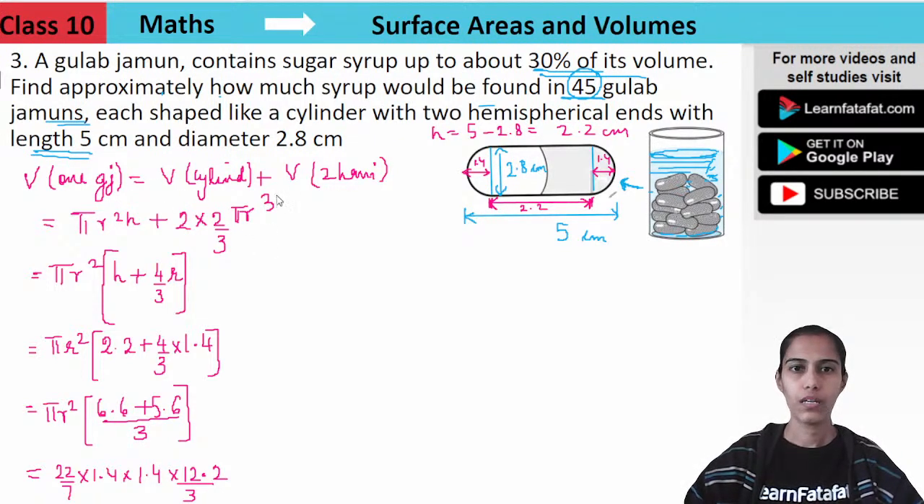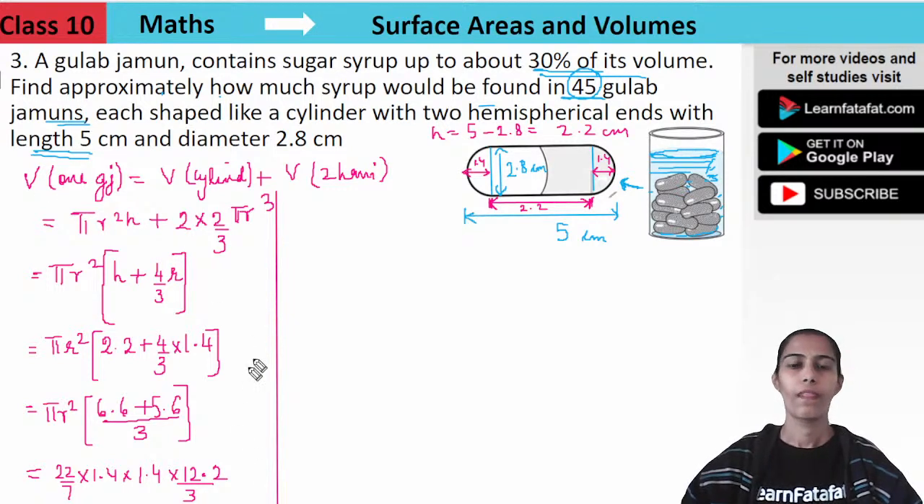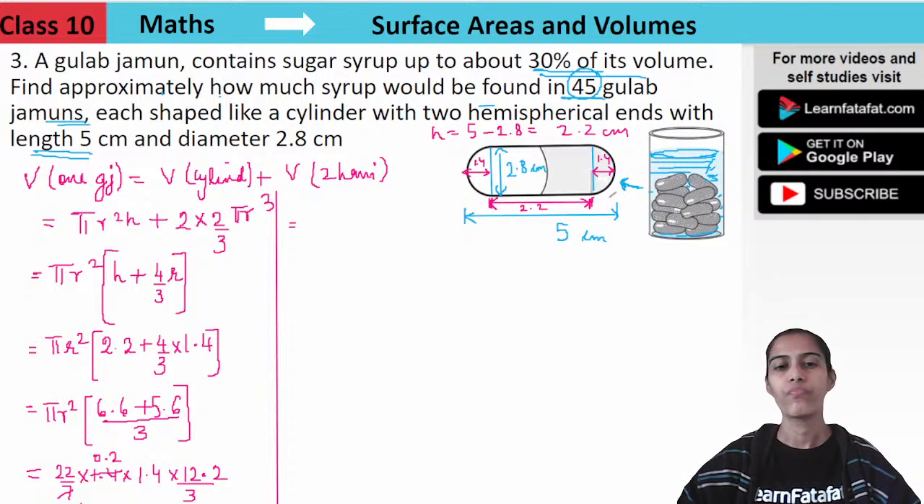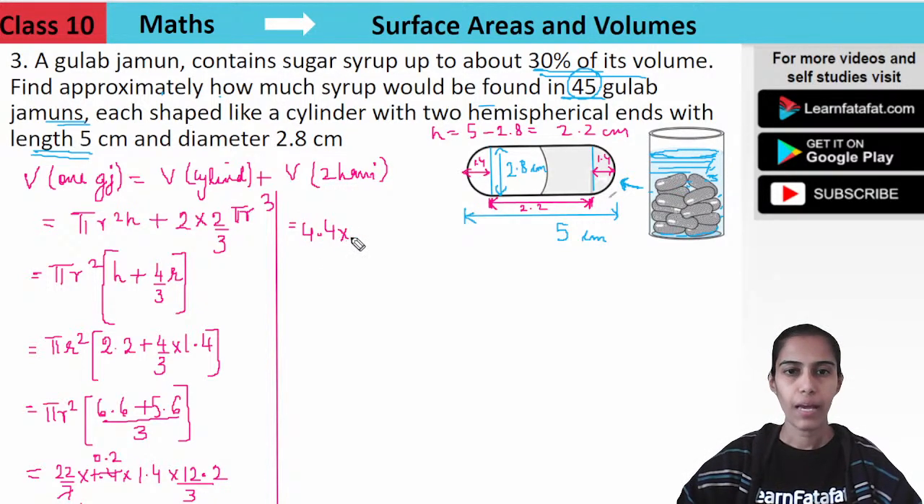इसके बाद आगे हम यहाँ पे कंटिन्यू करेंगे. यस, तो इसको when you calculate you will get volume equal to 7 2s are 14, 0.2 आ गया. अब 3 तो 2 3 4 5 ये किसी से कैंसिल नहीं होगा. 22 into 0.2 I'm going to do first. 22 2s are 44, तो ये हो जाएगा 4.4 multiply by 1.4 multiply by 12.2.